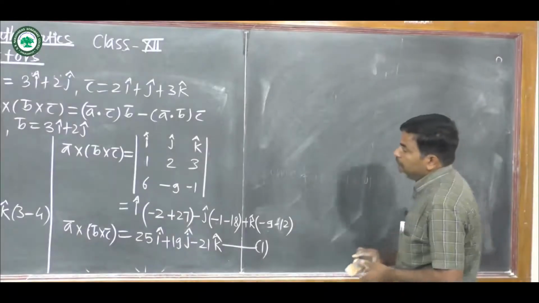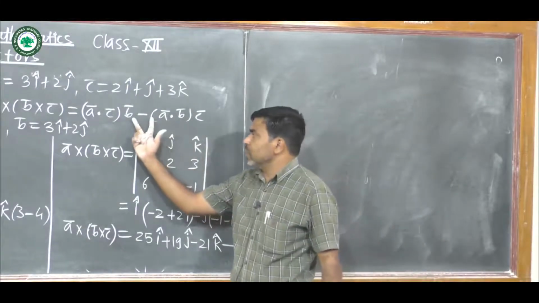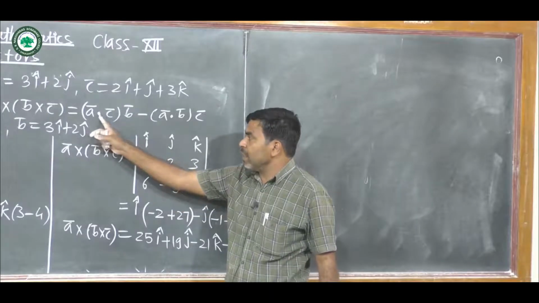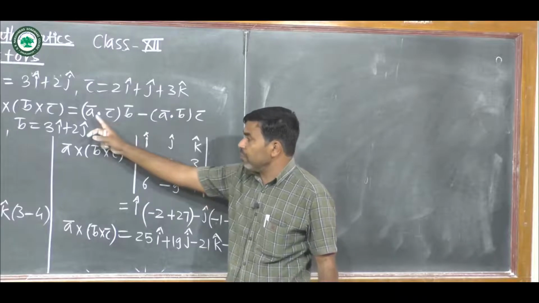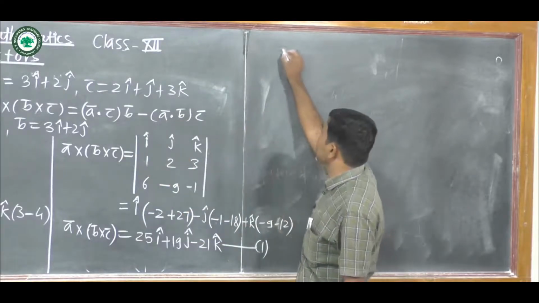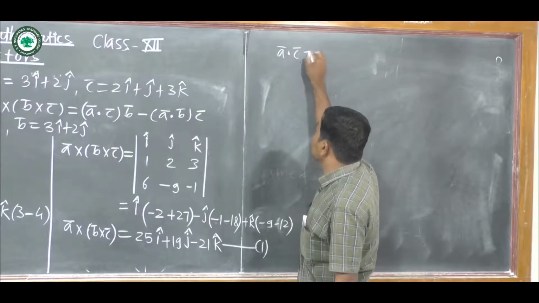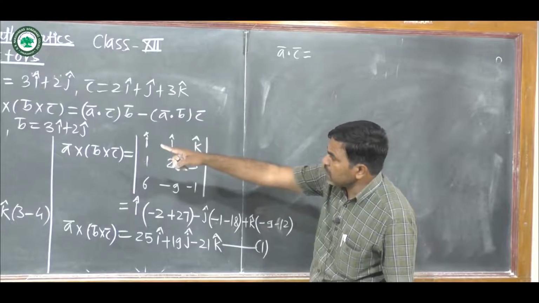Now to verify, the right hand side contains two terms. In the first term, it is a bar dot c bar into b bar. In the second term, a bar dot b bar. Here we require a bar dot c bar and a bar dot b bar. So first we find a bar dot c bar. Now see, the vectors a and c are there.